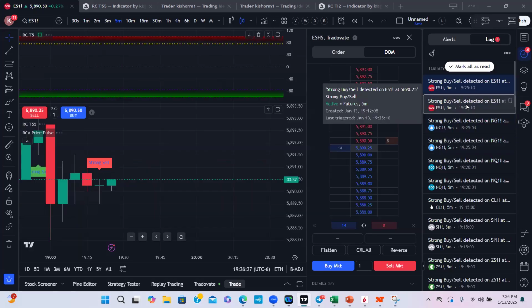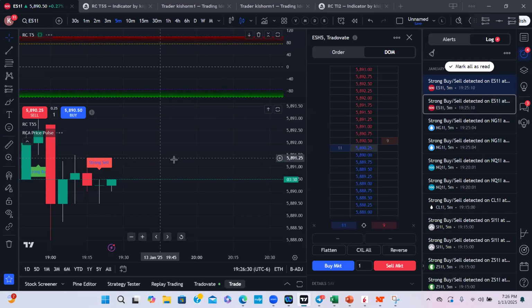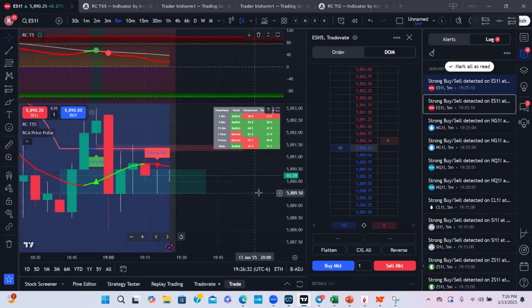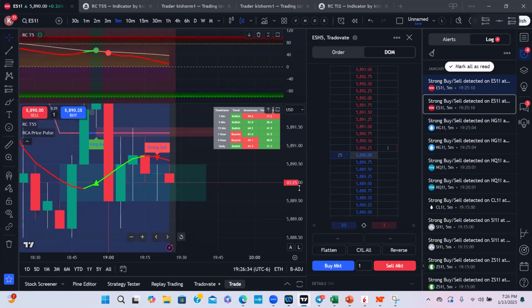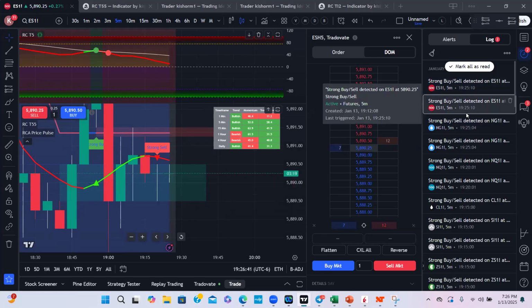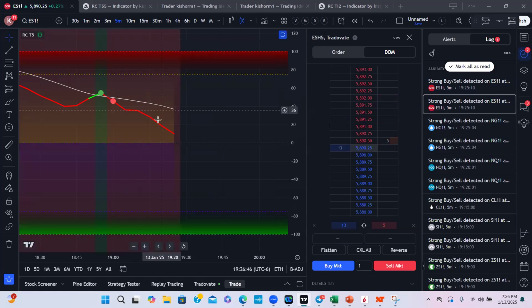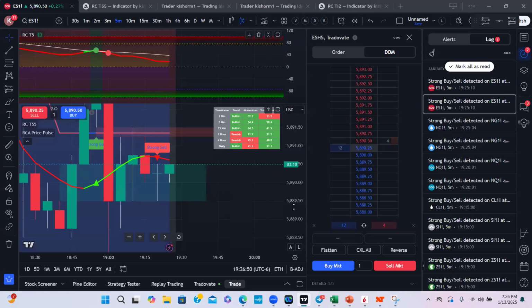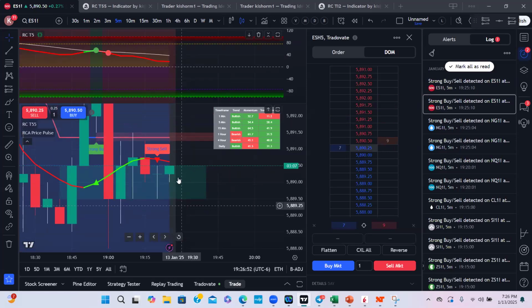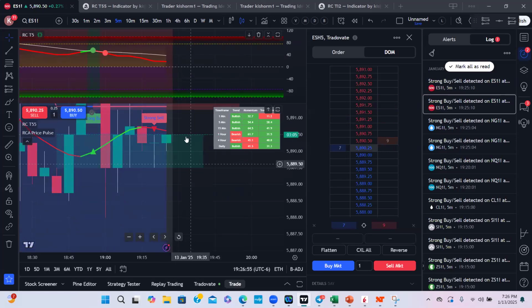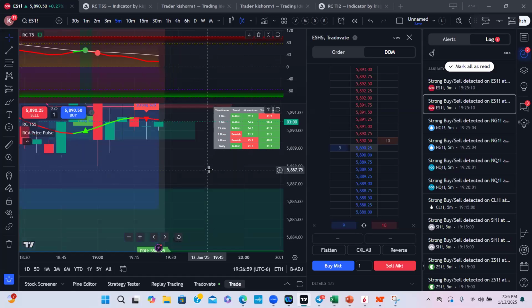Now on ES also we got a strong sell, because generally NQ and ES move in the same direction. We got a strong sell on the ES. So again, there is a nice gap, but there is a buy order block here. If you see a green box, that is a buy order. So if it drops, then it can come all the way till here.